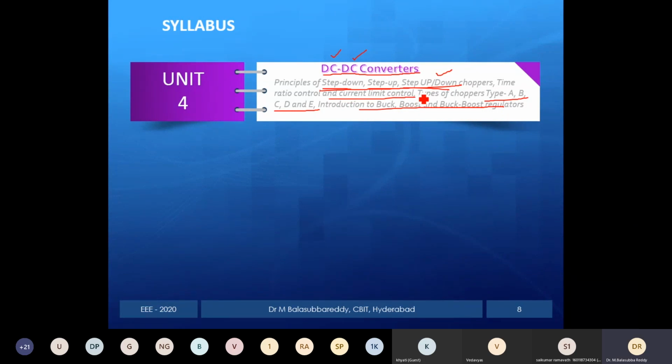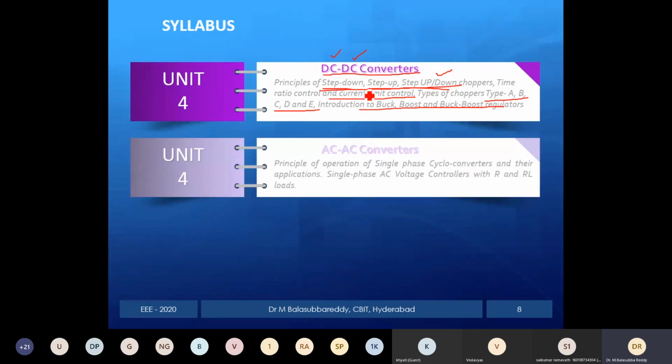So all these things come across in the first half of unit 4, and the rest of the half portion is AC to AC converters. This is again fixed AC to variable AC, and it is divided into two parts. One part is fixed AC to variable AC with constant frequency. Another part is fixed AC to variable AC with variable frequency.